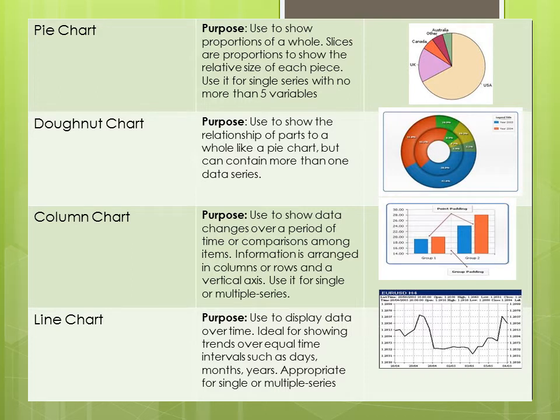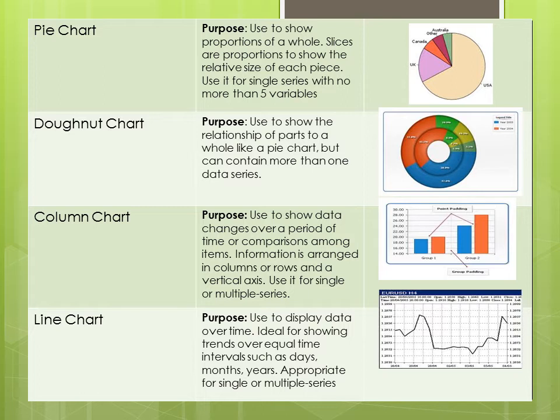The donut chart, similar to the pie chart, shows a relationship, shows the portion of a whole. The main difference is that here with donut charts we can use more than one data series. Column charts, on the other hand, are useful for single or multiple series, and as you can see in the example, we use them to show data and data changes over time.